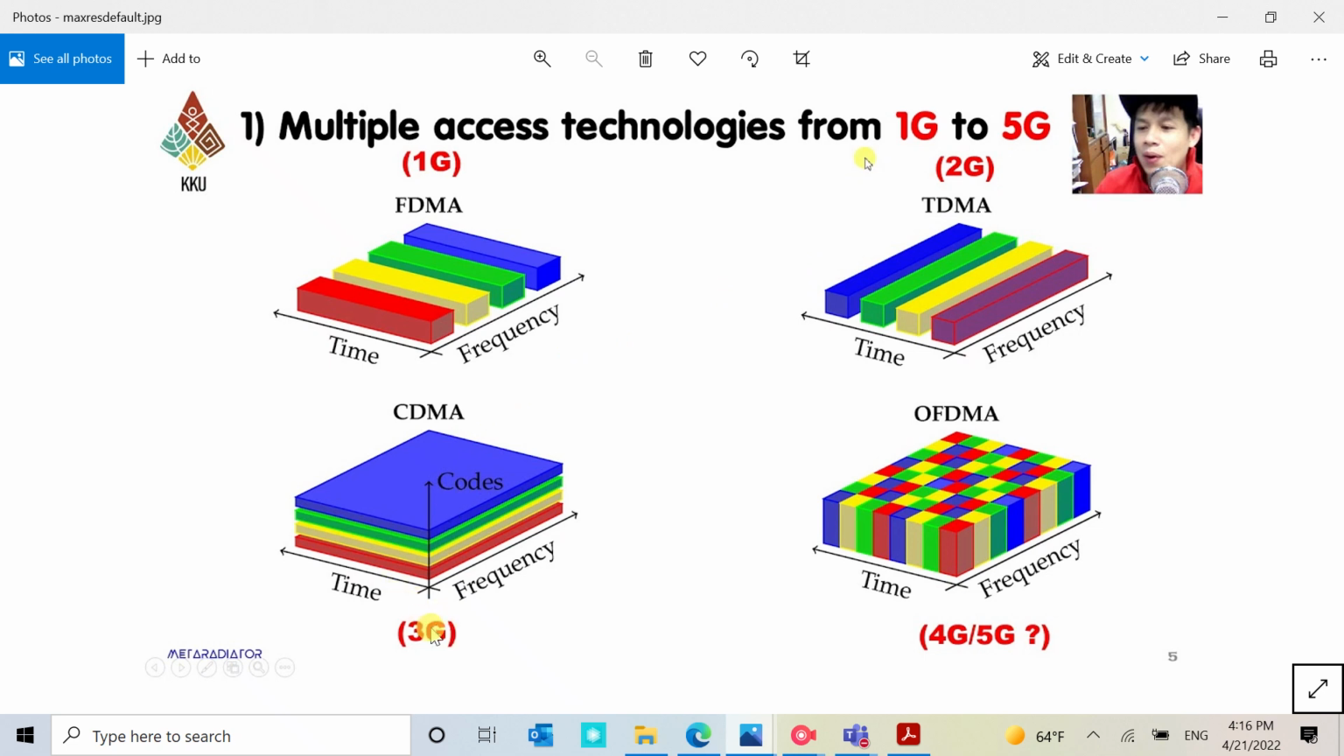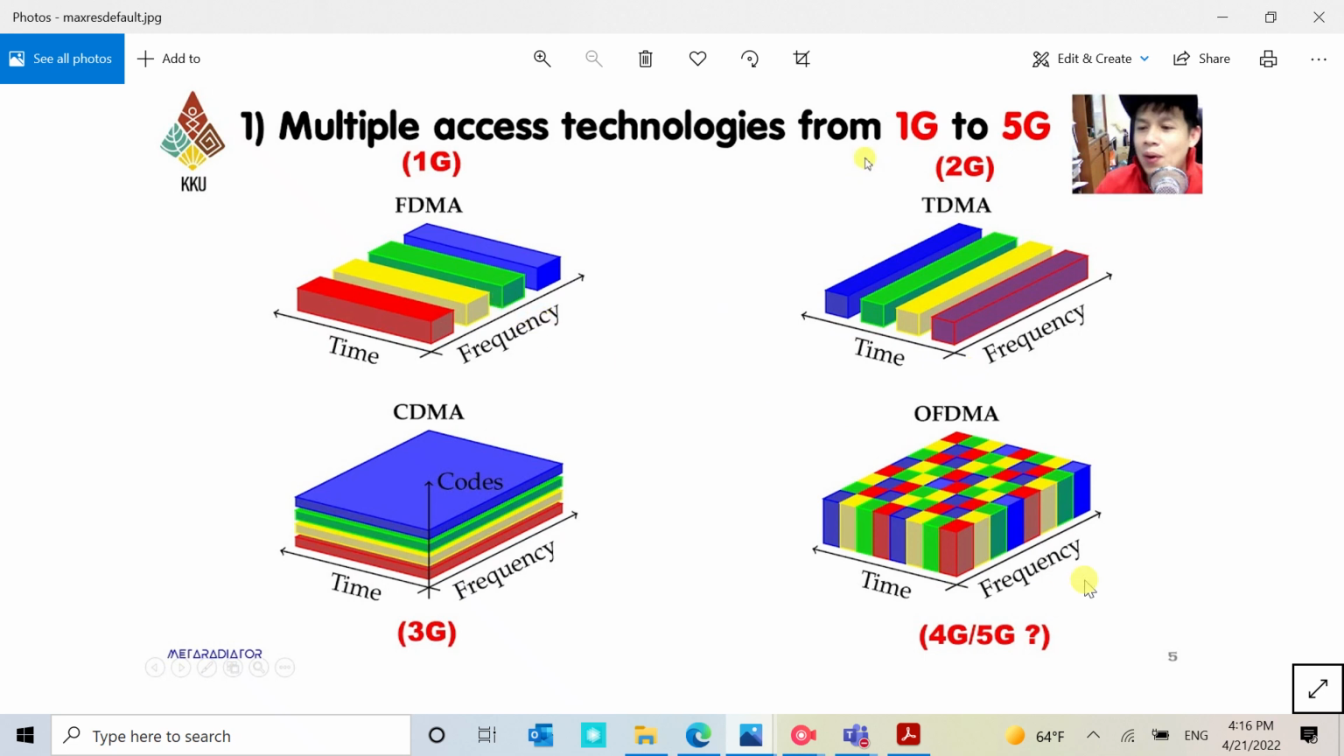As you can see, in CDMA, you multiplex the codes in the power domain, and time and frequency are shared. In 1G, time is not shared, but frequency is divided. In 2G, frequency is the same, but time is divided. Here, frequency is divided, sorry.